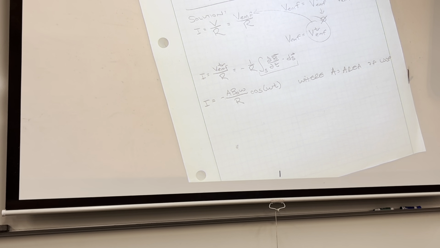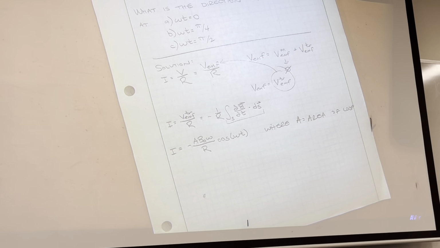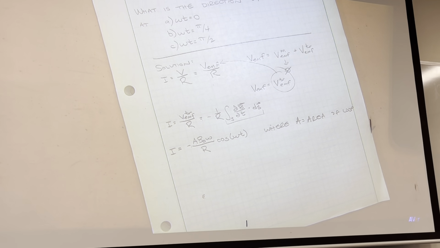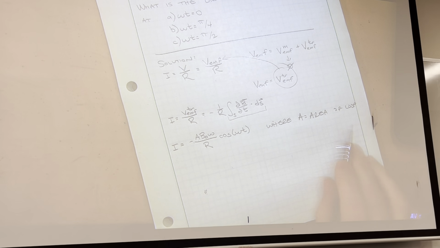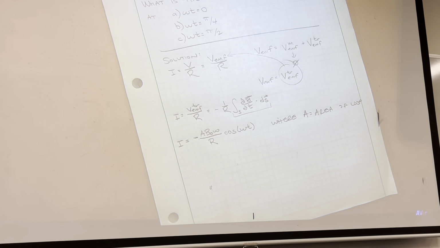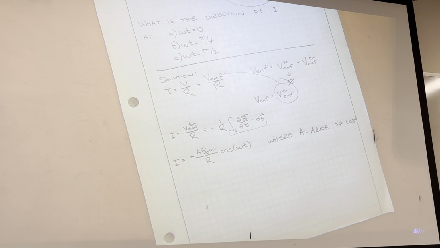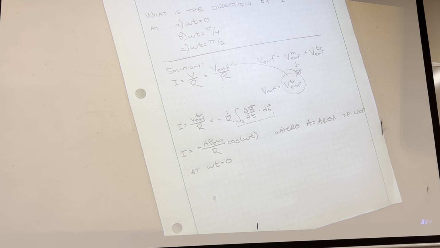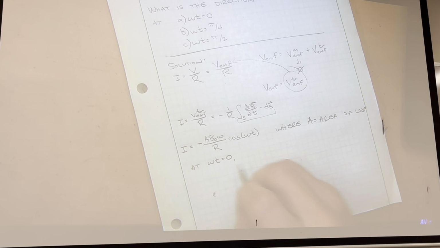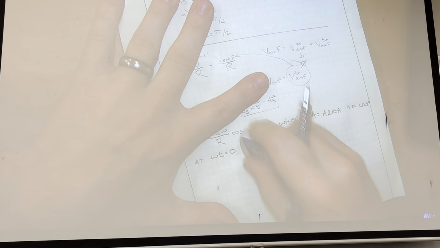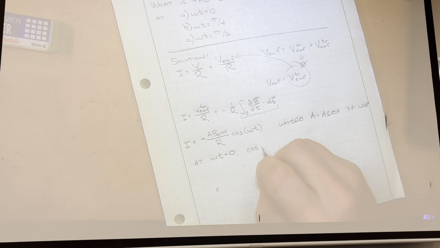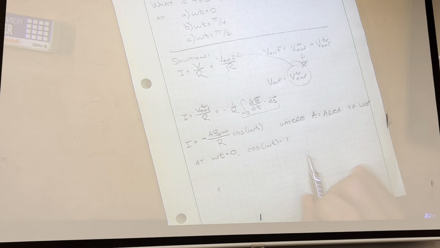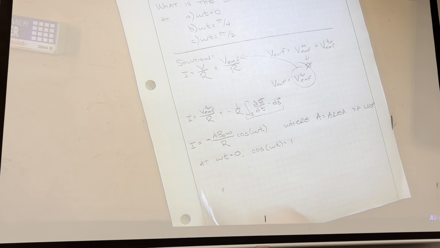Okay. And so now we can look at this and say that area is positive, omega is positive, because we're not in an analog IC class right now, and R is positive. There's no such thing as negative resistance. So if all these are positive, then this negative sign stays put. Nothing else is going to cancel it out. And at omega t equals zero, or t equals zero, doesn't matter, that's what the book says, the cosine of omega t is one, which means that this is negative and I is negative.